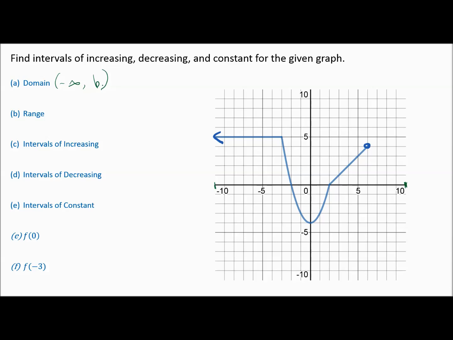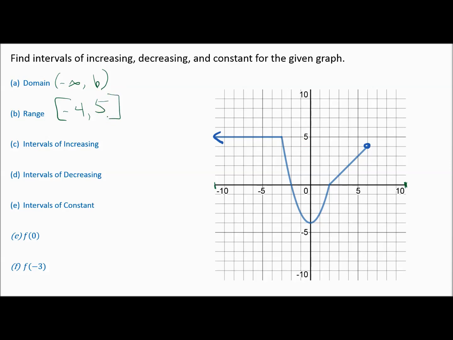Now range, if you'll recall, is low to high. These are y values. The lowest y value on my graph is down here at -4. Now I'm going to put a bracket around -4 because that point is included. There's no open circle there. It literally includes the y value -4. How high does it go? Looks like it goes up to 5 for that horizontal line right there, and doesn't go any further. So that 5 is included.